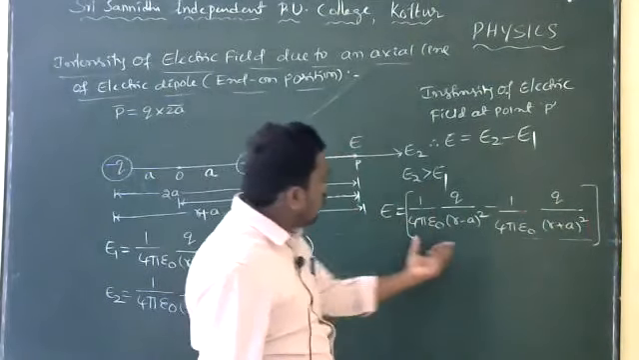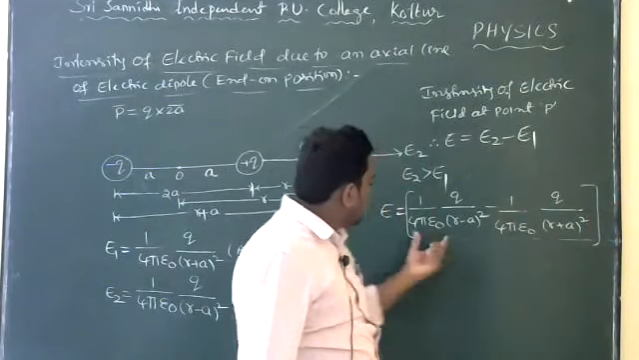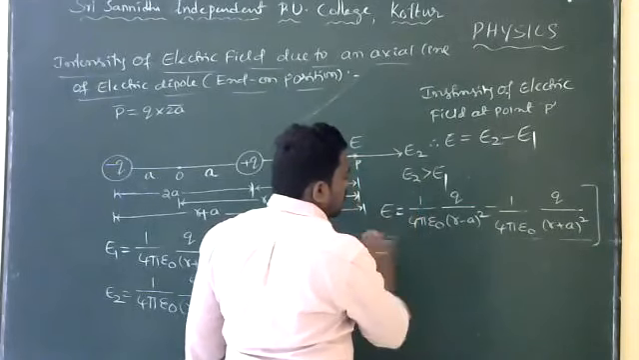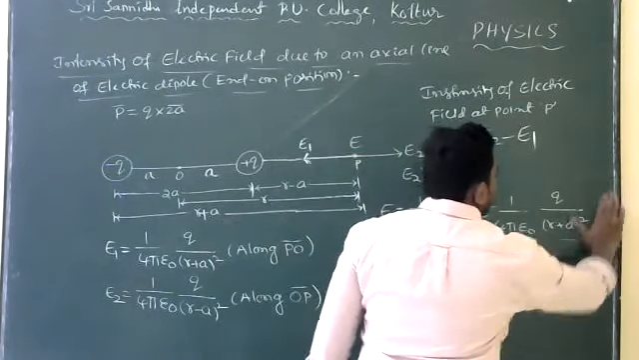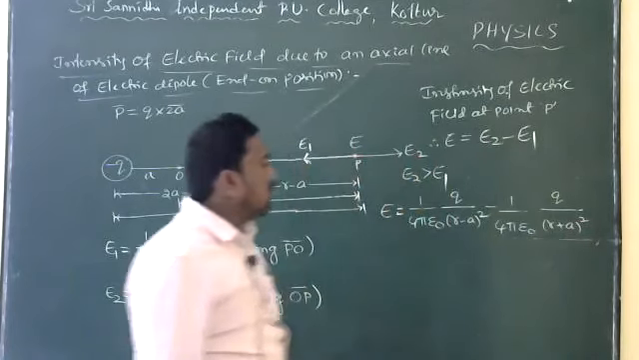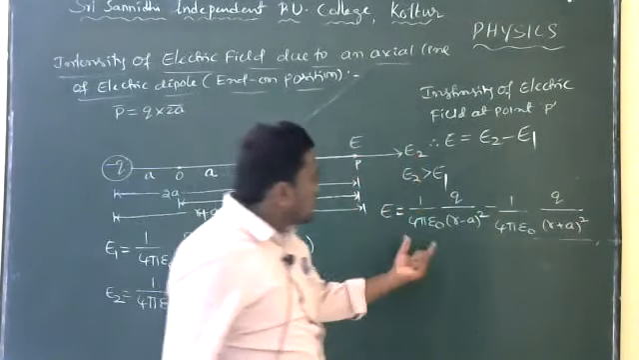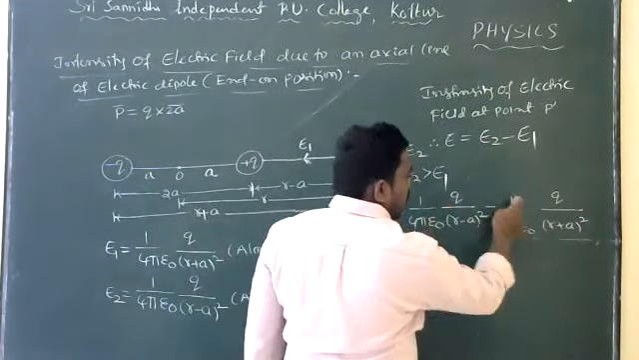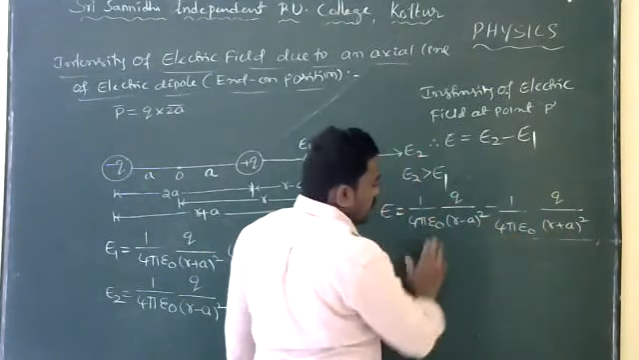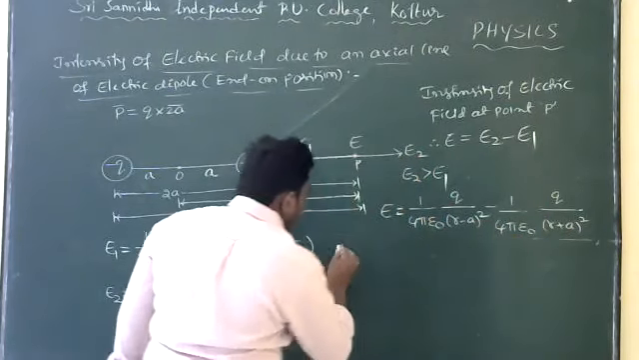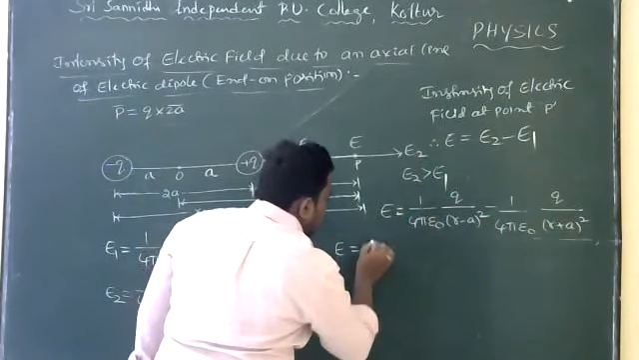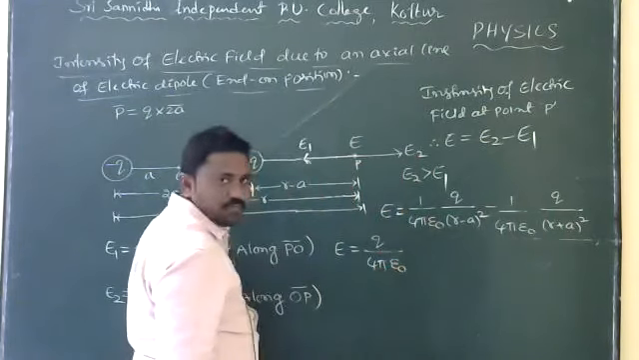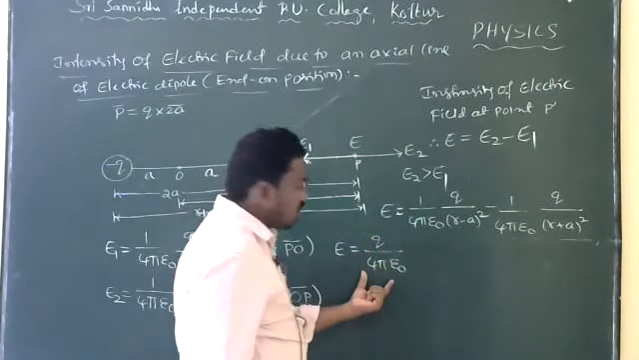So E is equal to E2 minus E1. So 1 by 4 pi epsilon naught Q divided by R minus A whole square, minus 1 by 4 pi epsilon naught Q divided by R plus A whole square. So it is clear that in this term, Q divided by 4 pi epsilon naught is the common factor. Therefore E is equal to Q divided by 4 pi epsilon naught, which is common.